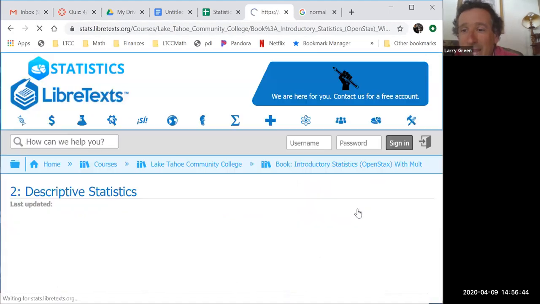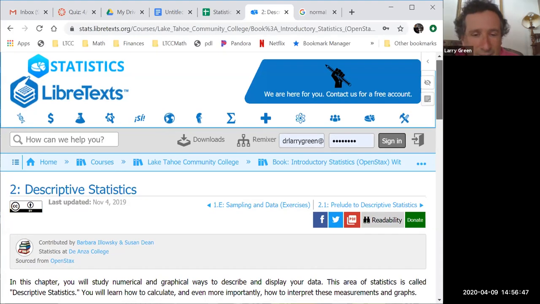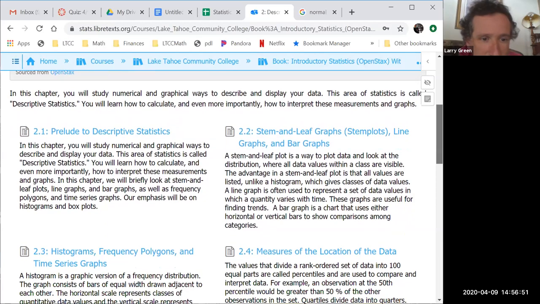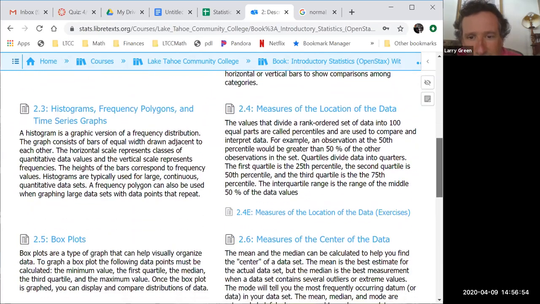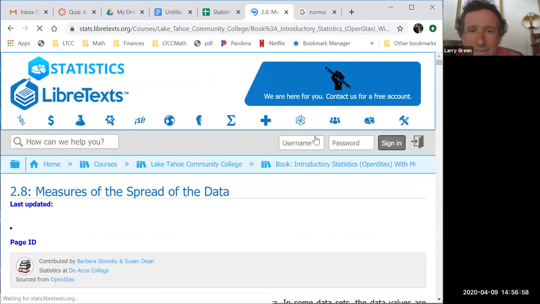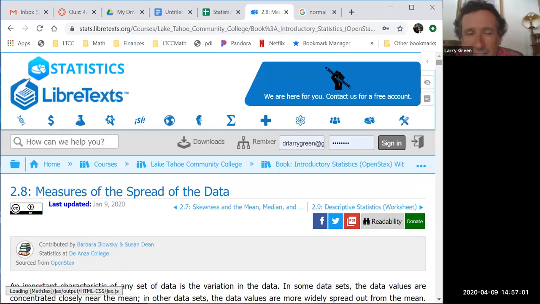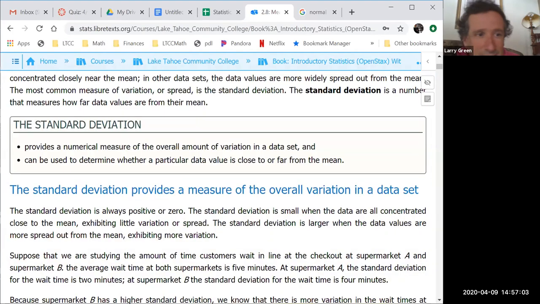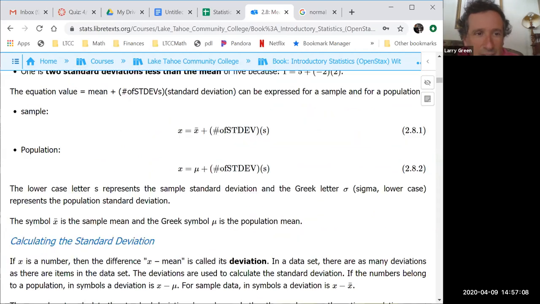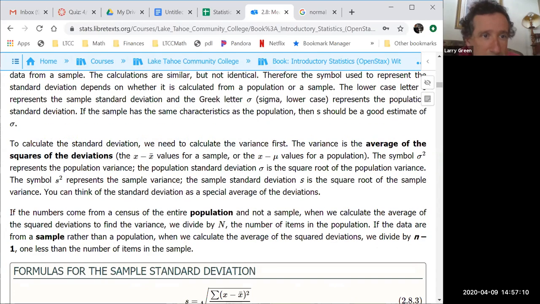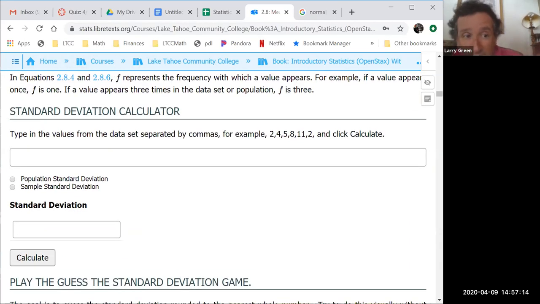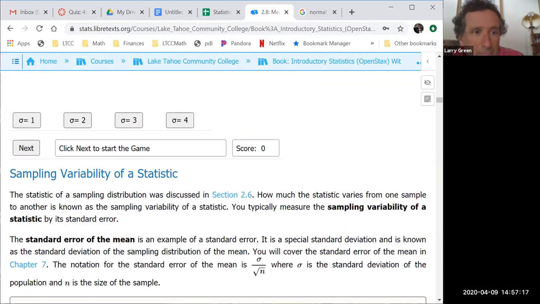And I programmed a game. I'm a coder. So if we go to measures of the spread of the data, and again, if you can go to it also, and scroll down a bunch. By the way, if you want to calculate anything, it's all in here. If you want the standard deviation, there it is. That's how you get it.